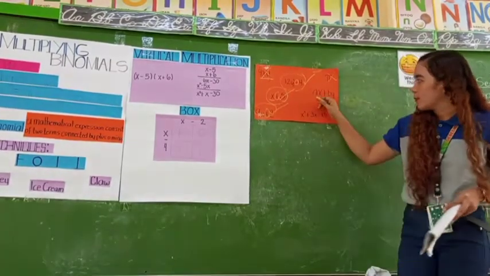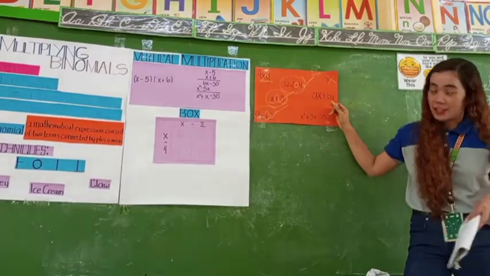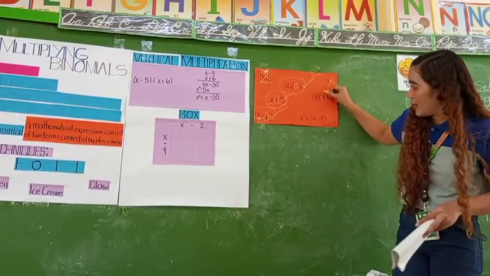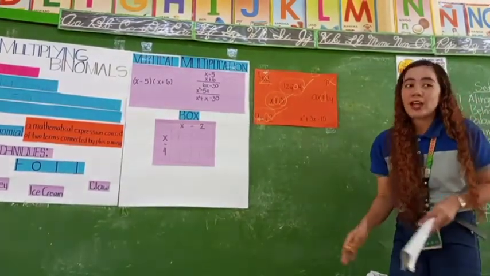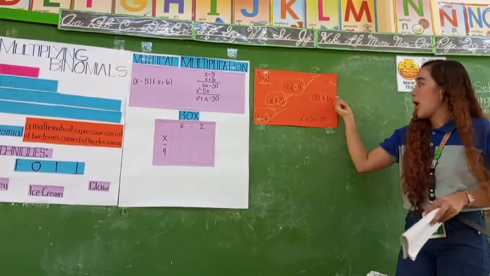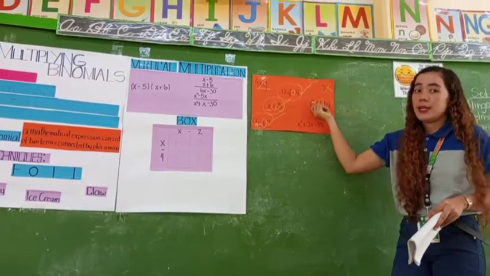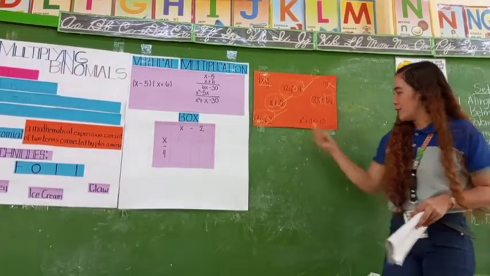How about this? ax plus by. It is connected by a positive sign. And it has two terms. The first term is ax and the second term is by. That is why this one is a binomial. How about this?